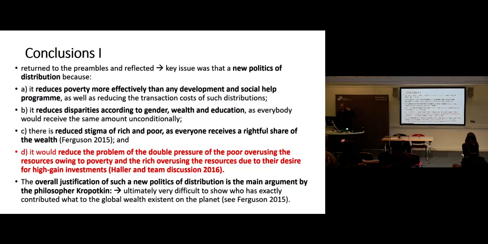So if we have an idea on how to distribute, James Ferguson has an idea. Some people agree, others might not agree, but it's an interesting point. Then, it reduces disparities according to gender, wealth, and education, as everybody would receive the same amount unconditionally. That's Ferguson's point. And C, reduced stigma of rich and poor, as everyone receives a rightful share of the wealth. This is an interesting point.